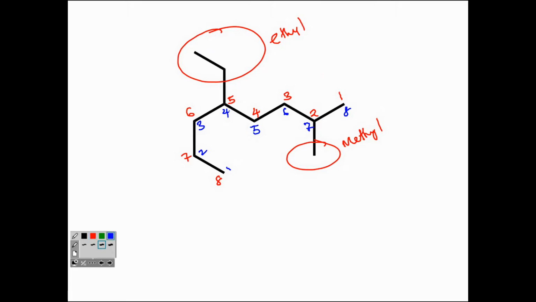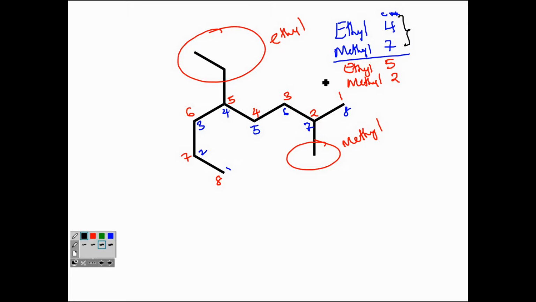So based on our blue numbering, the ethyl carbon number will be 4, and the methyl carbon number will be 7, and the ethyl in red has carbon number 5, while the methyl in red has carbon number 2. Doing the sum of these two, you get 11. The sum of these two, you get 7.